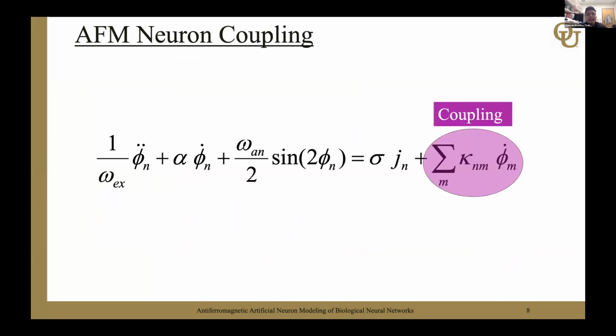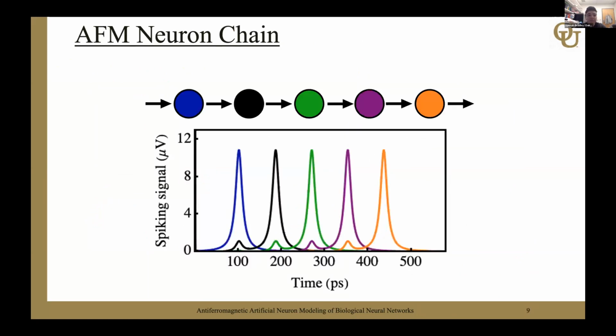We need to be able to connect AFM neurons together such that they can be set off by one another. In our simulations, we just use an arbitrary coupling matrix to determine these connections. Linking up multiple AFM neurons in a chain allows the output of one neuron to act as an input for the next. So an output spike can travel like a wave through the chain.